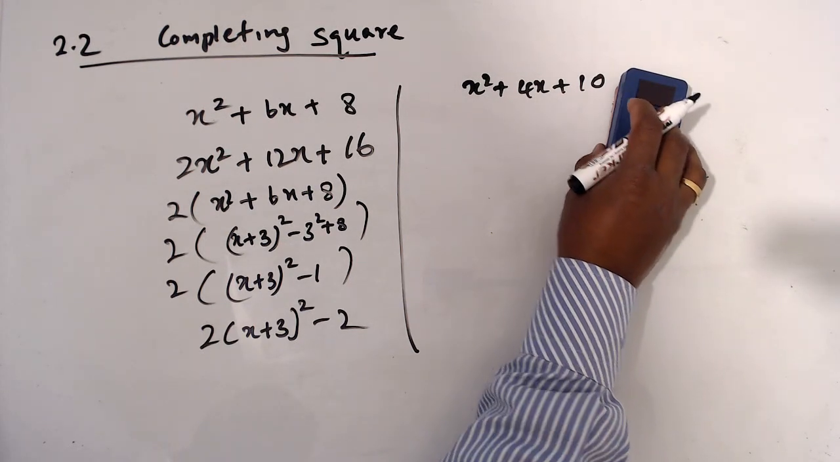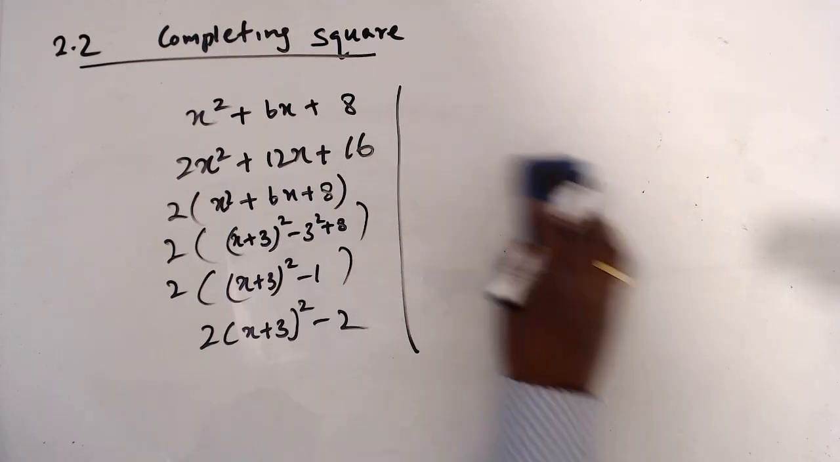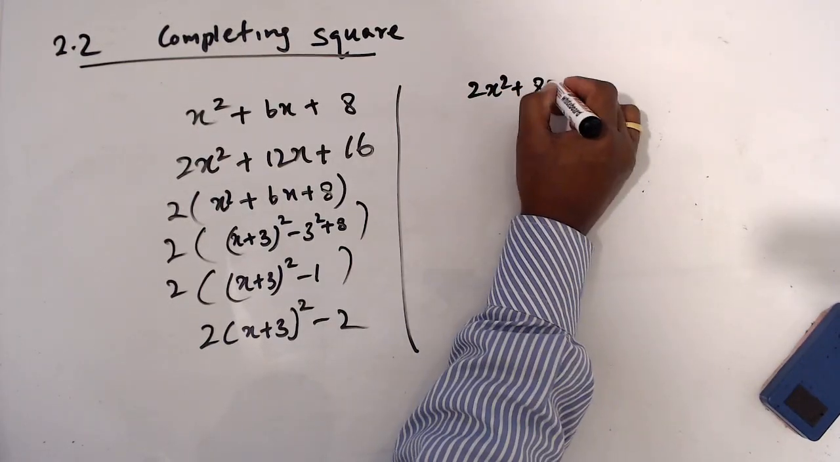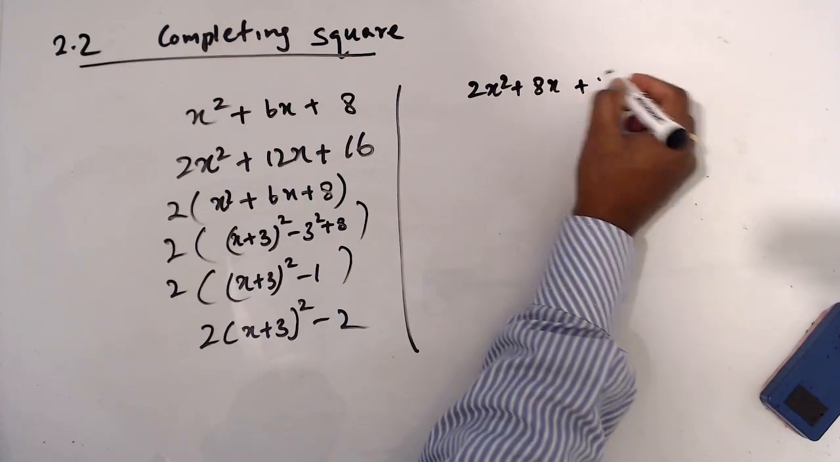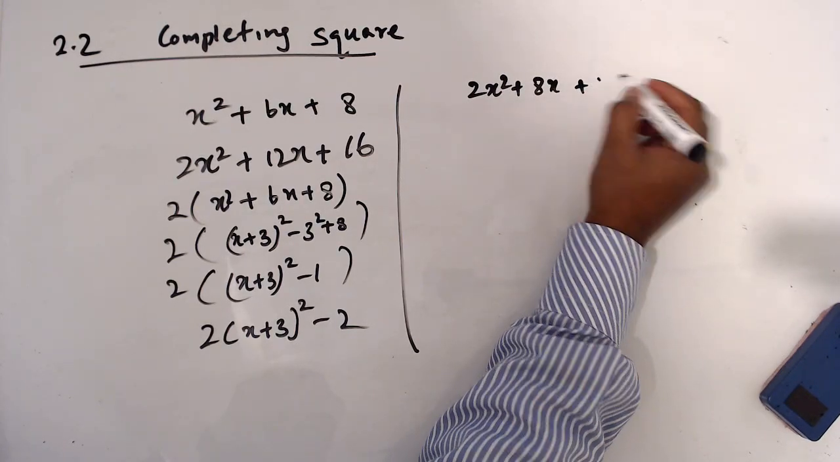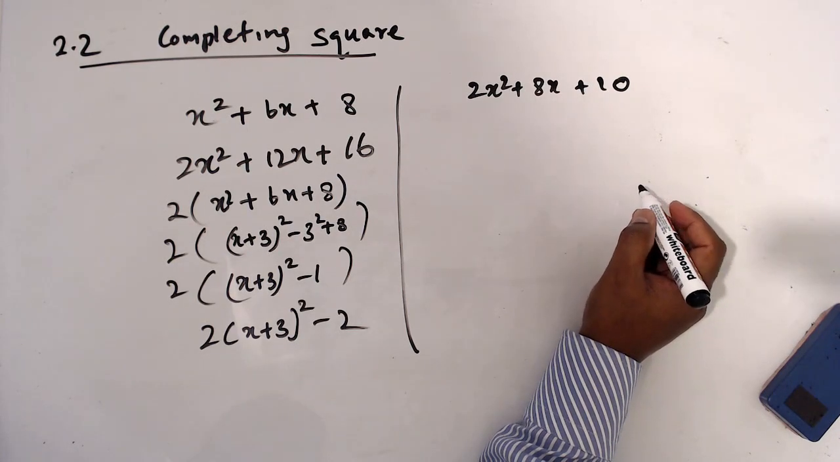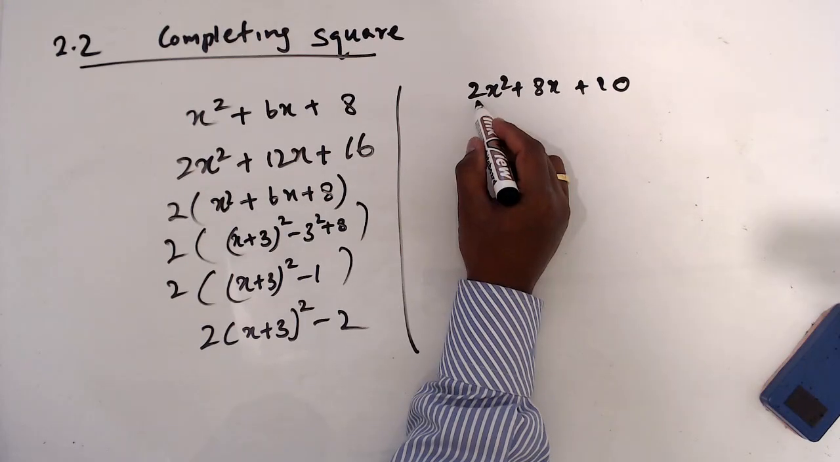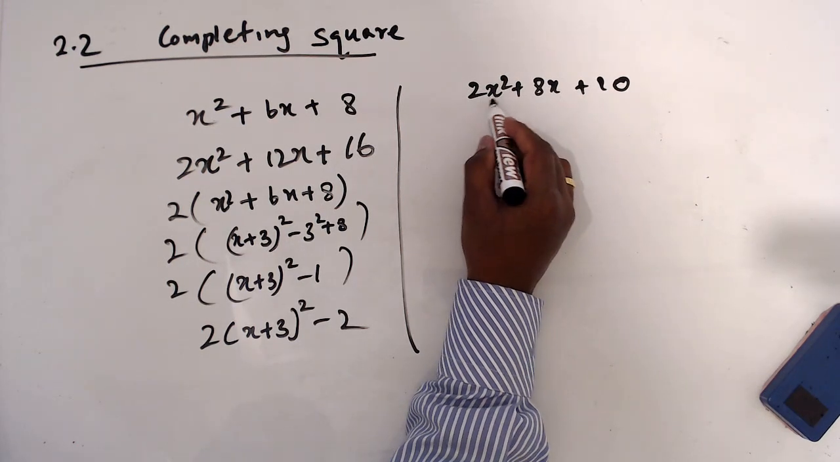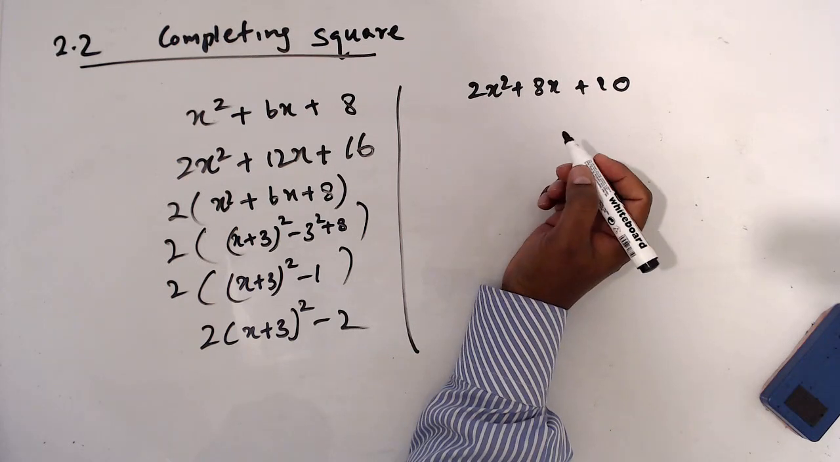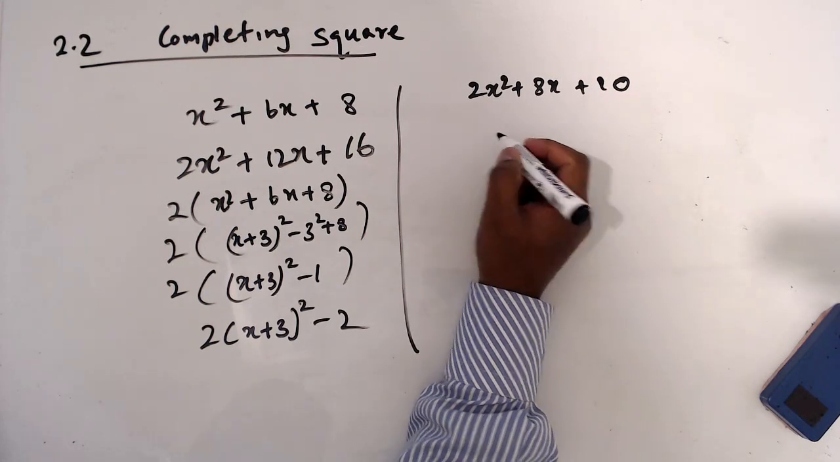On that one. 2x square plus 8x plus 10. Now when I look at this one, I can see the quadratic coefficient of x square is 2. So this is a headache. Now I have to solve this issue.